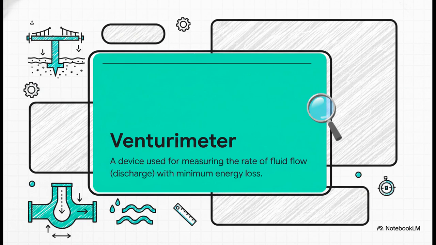Well, the Venturimeter is a perfect real-world example. It's a simple device used to measure how fast a fluid is flowing. By forcing the fluid through a narrow section, a throat, it deliberately makes it speed up. And what did we just learn? When velocity goes up, pressure goes down. So this creates a predictable drop in pressure that we can easily measure. By checking that pressure difference, engineers can calculate the exact rate of flow. It's just a really elegant way of turning a physical principle into a practical tool.